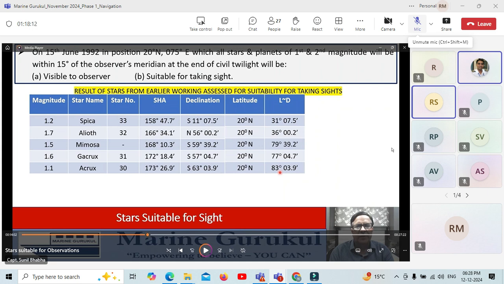More than 90 will not happen, right sir? No beta, it can happen, absolutely. If this latitude were 30 degrees North instead of 20 degrees, then for the last star, 63 South and 30 North, it would become 93 degrees L difference D. But the requirement is L difference D should be less than 90. That is the requirement for visibility. It is not necessary that all the stars will be visible to all the observers.